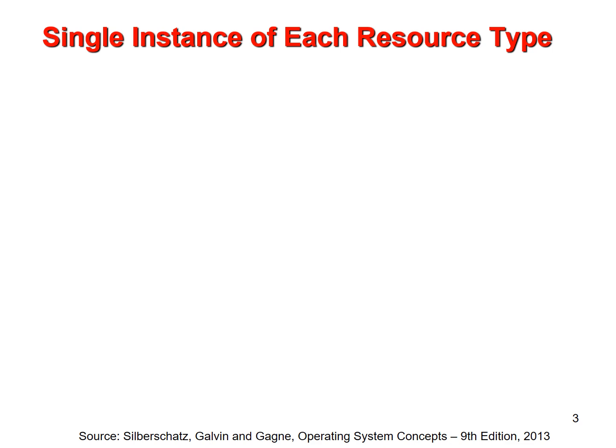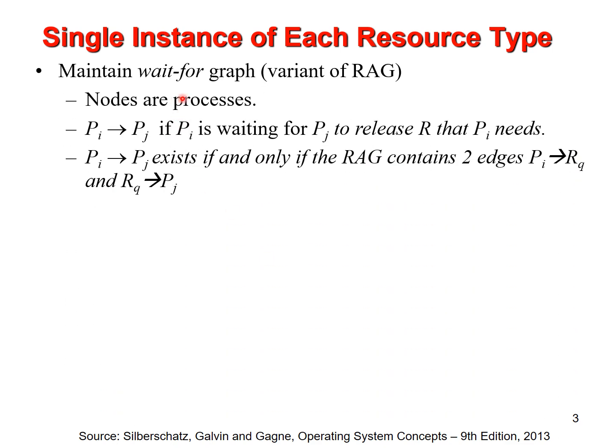Single instance of each resource type. We need to maintain a wait-for graph. It's a variant of the resource allocation graph. Here the nodes will be the processes, with an edge Pi to Pj if Pi is waiting for Pj to release the resource that Pi needs. This is a wait-for graph. So Pi to Pj will exist if and only if the resource allocation graph contains two edges, that is, Pi makes a request to a resource, and that resource is currently allocated to the process Pj. If this condition holds, we can use this kind of representation.